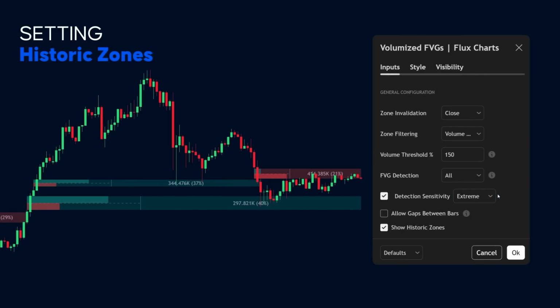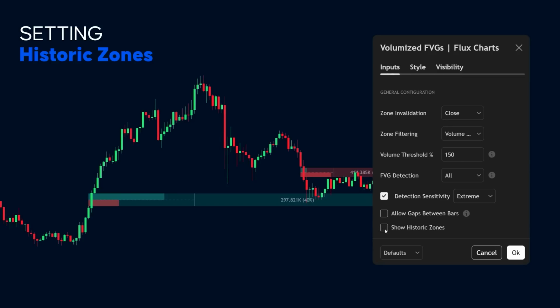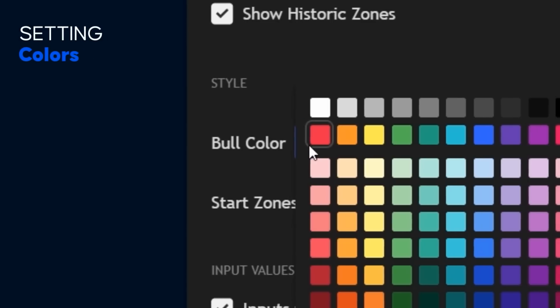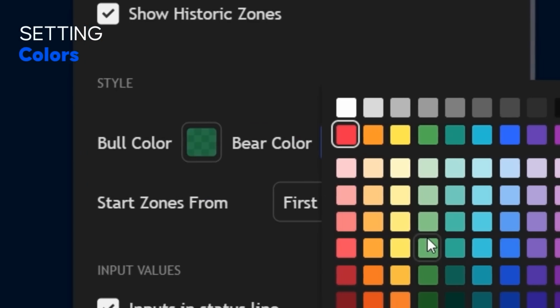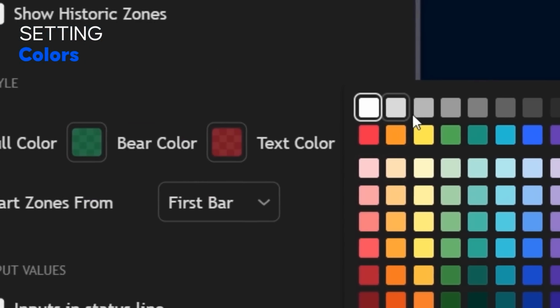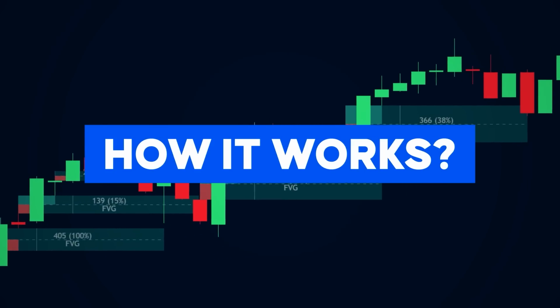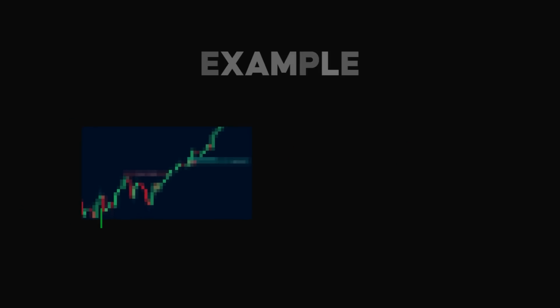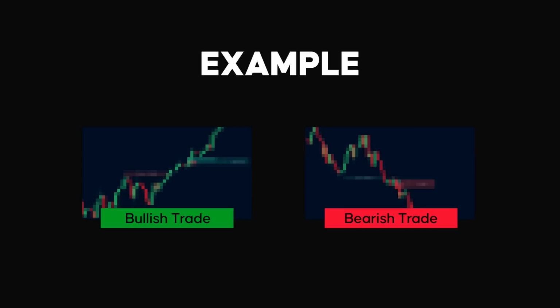The last setting lets you choose whether to keep historic zones visible after they're invalidated, or hide them so only live setups show. Everything else, from colors to labels, is fully customizable. That covers every setting in the indicator. Now it's time to see how the indicator works in the real world. We'll walk through 2 trade examples, and you'll see how to spot high probability fair value gap setups using this tool. We'll start with a bullish trade.